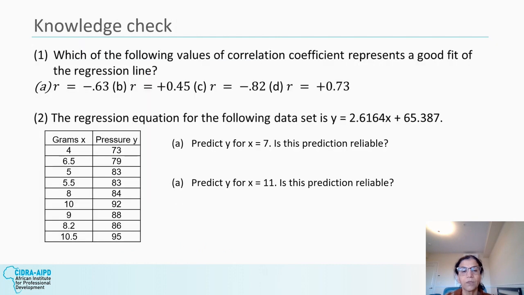It's your turn to answer two questions. You have some values of R. Out of these values, which correlation coefficient represents a good fit of the regression line? For the second question, the regression equation is given. You have to do prediction for two values. At the same time, you have to decide whether the prediction is reliable or not. Keep your answers ready. You will see the answers on the next slide.